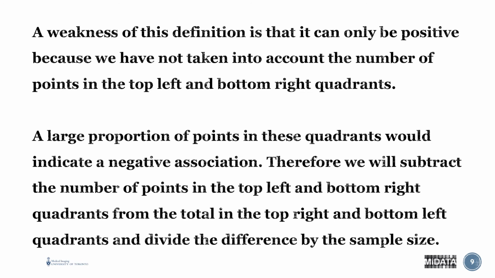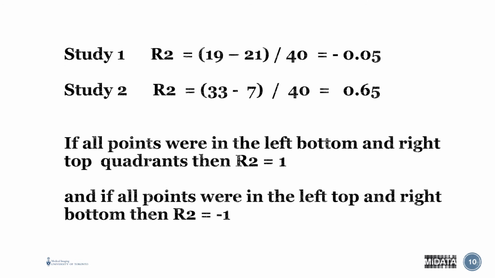Therefore, we will subtract the number of points in the top left and bottom right quadrants from the total in the top right and bottom left quadrants and divide this difference by the sample size. Okay, so this is our next change to our statistic. All right, this is what we end up with.